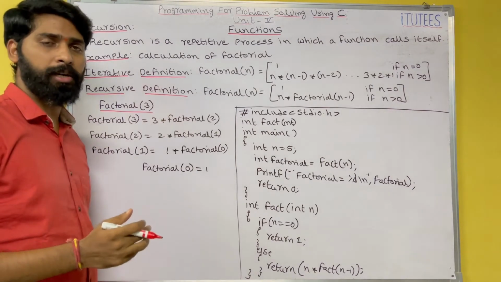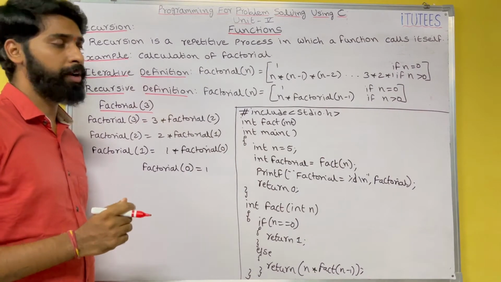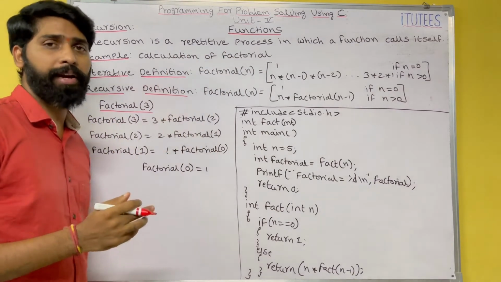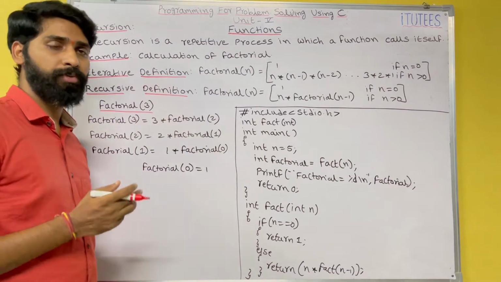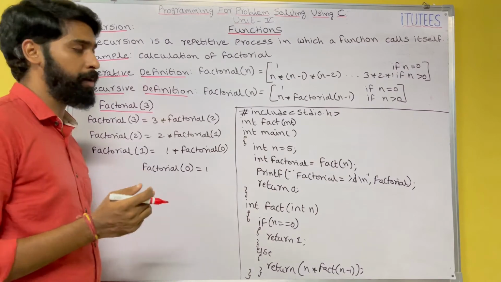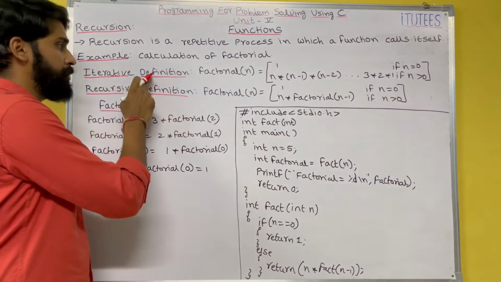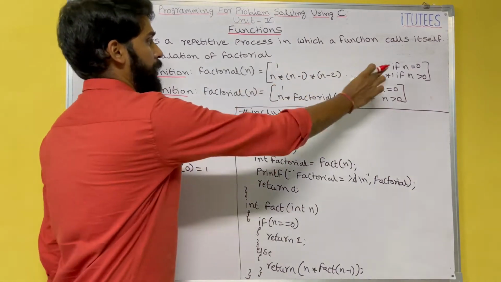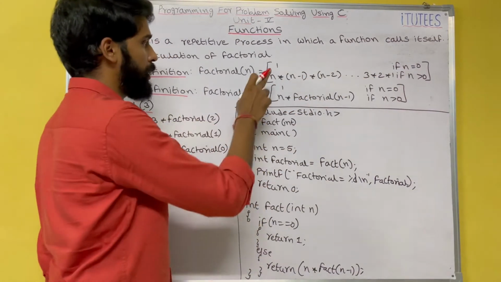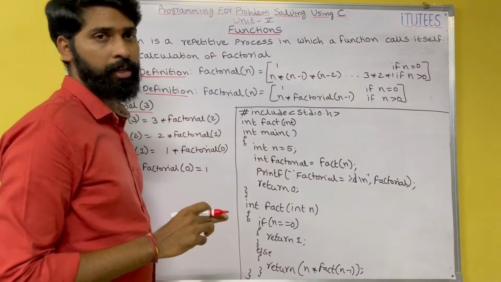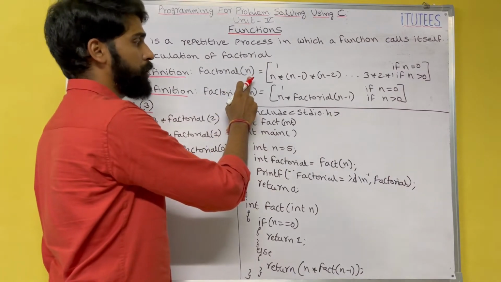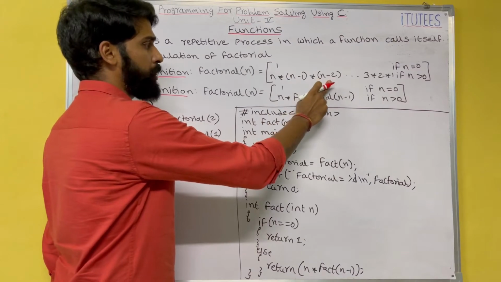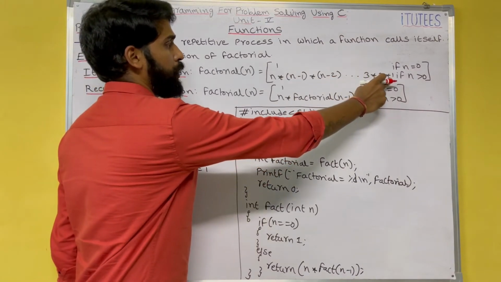So let us discuss recursion with one example, calculation of factorial. Find the factorial of a number. We can find the factorial of a number with the help of looping also, the iterative definition. What is the iterative definition here? If n equals 0, the factorial is 1. Otherwise, the factorial of n is n into n minus 1 into n minus 2 into up to 3 into 2 into 1.